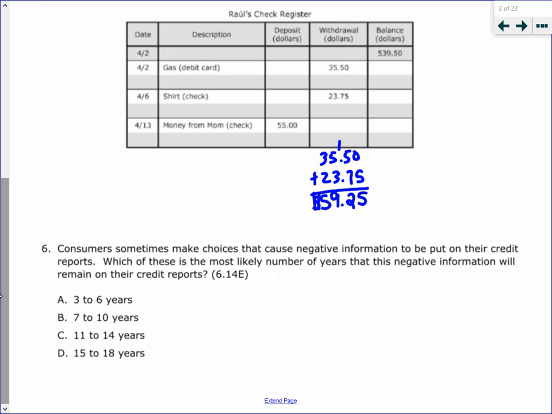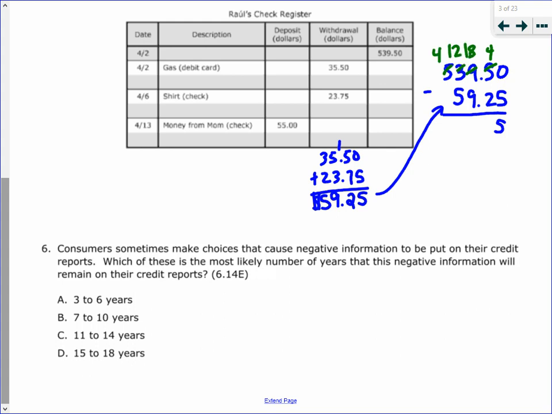So we have $539.50 minus the withdrawals, which is $59.25. So we've got to borrow here. So 4 minus 2 is 2. 18 minus 9. 12 minus 5. $479.25.